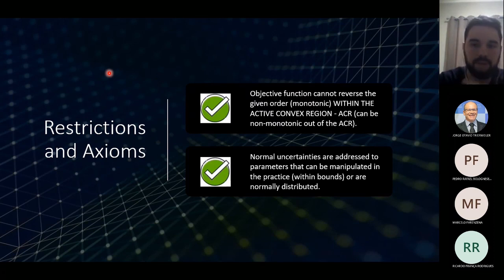The normal uncertainties are addressed to parameters that can be manipulated in practice within bounds or are normally distributed. It is very important because, answering the question I asked before, why include normal uncertainties in our real life problem? Actually, we have the central limit theorem that I talked about, but we also have the power to choose some values for parameters. And how can we choose them? The machine will decide through this algorithm.